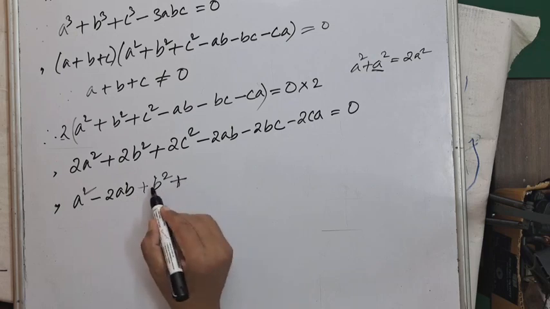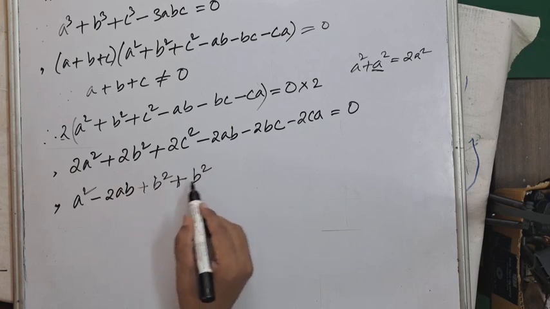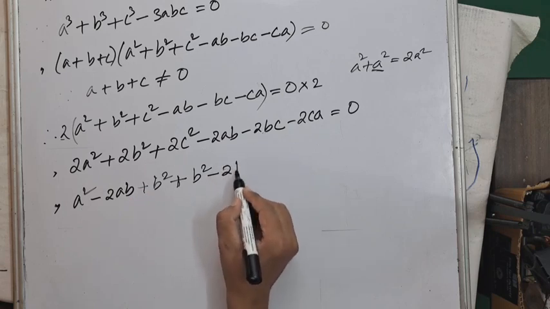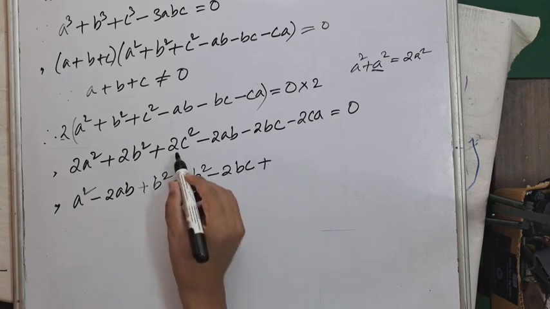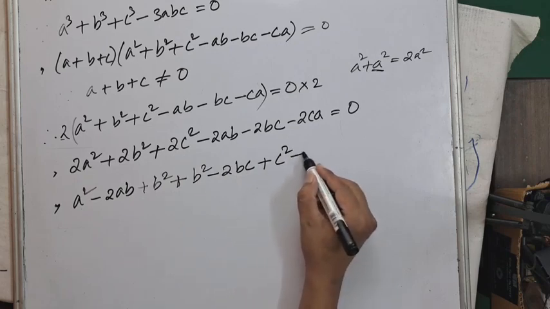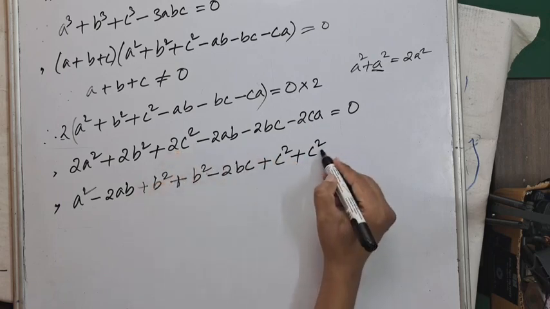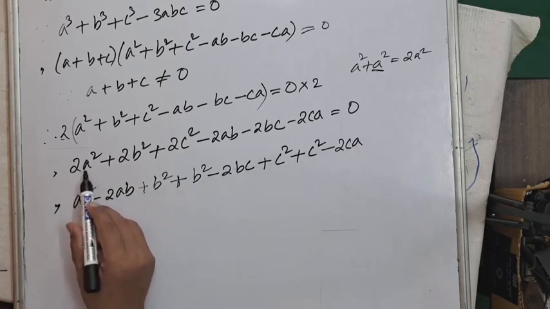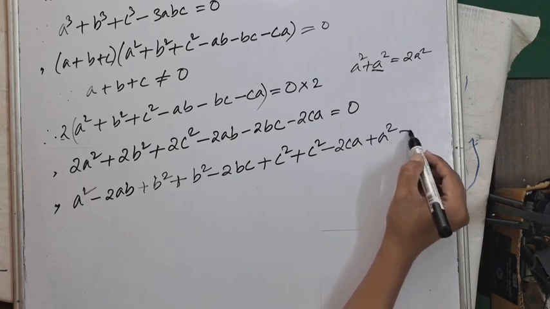Now I wrote b square here, we had 2b square here, so another b square I write here, b square plus b square is 2b square, minus I'm using this 2bc, and b square minus 2bc plus c square. Okay, here we have 2c square, I am writing c square here, another c square is still remaining, so I am writing that c square here again. C square plus c square is 2c square, minus this 2ca, and then we have a square here, isn't it? 2a square, I wrote a square, another a square I write here, that a square equal to 0.